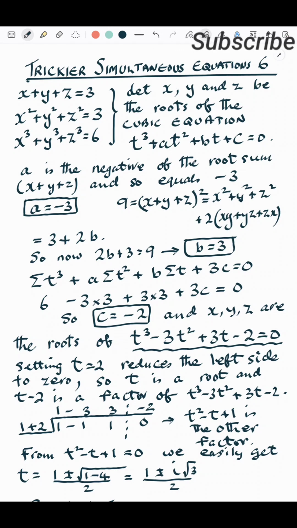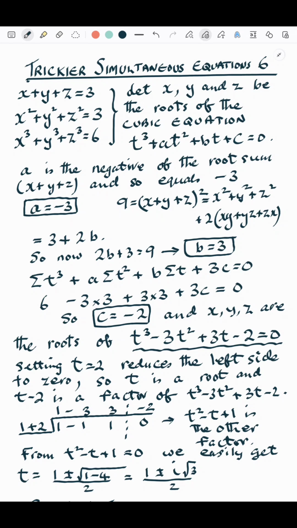We now start on the trickier simultaneous equations, number 6. And the equations are x plus y plus z is 3, x squared plus y squared plus z squared is also 3, and x cubed plus y cubed plus z cubed is 6.